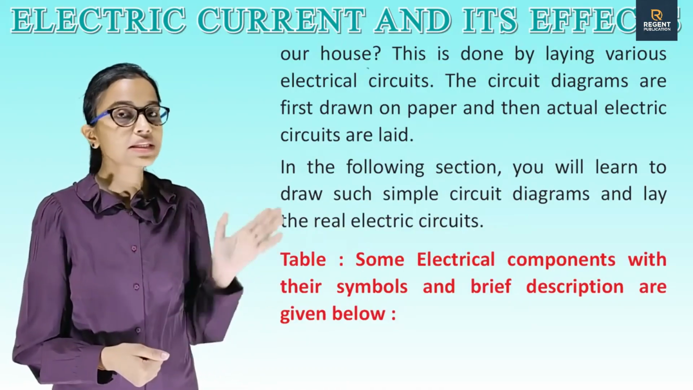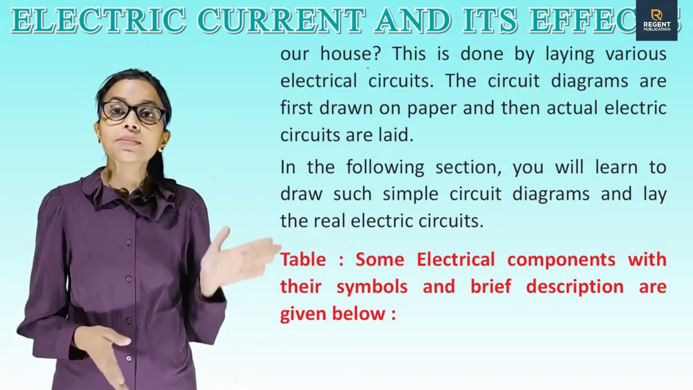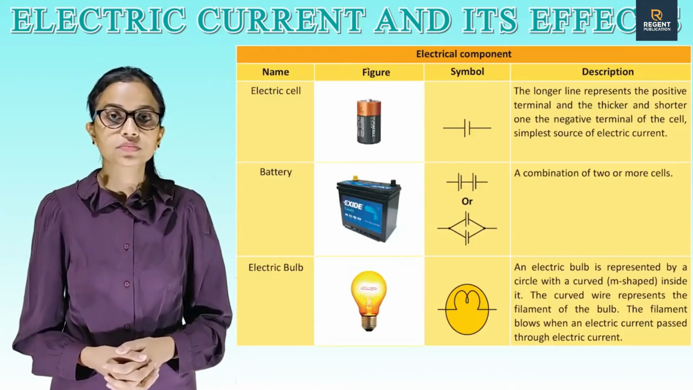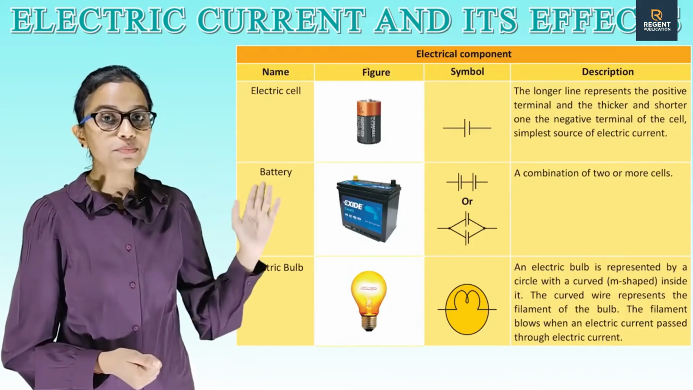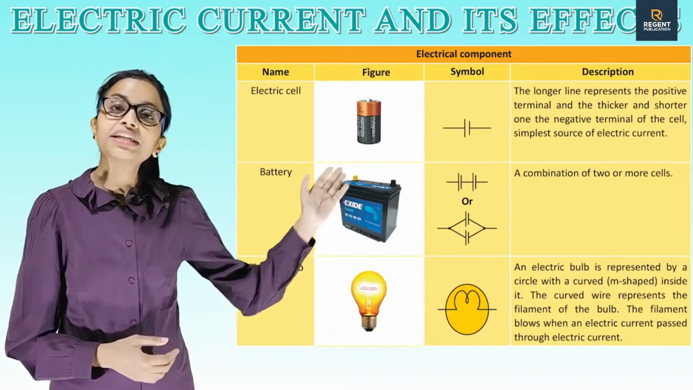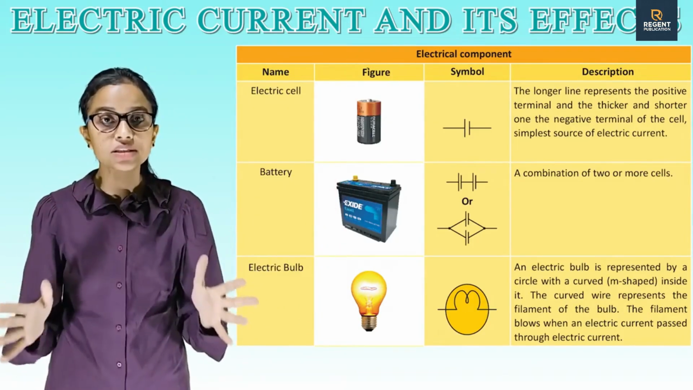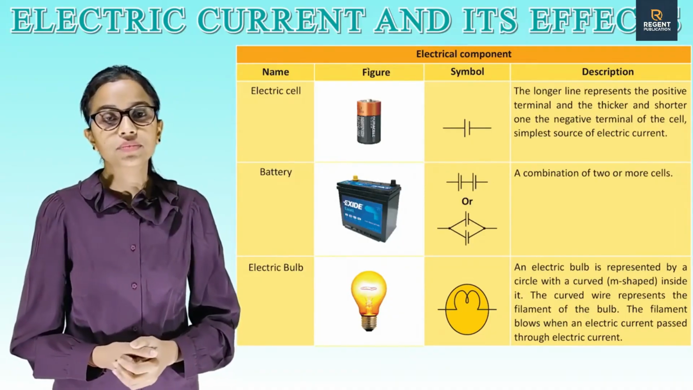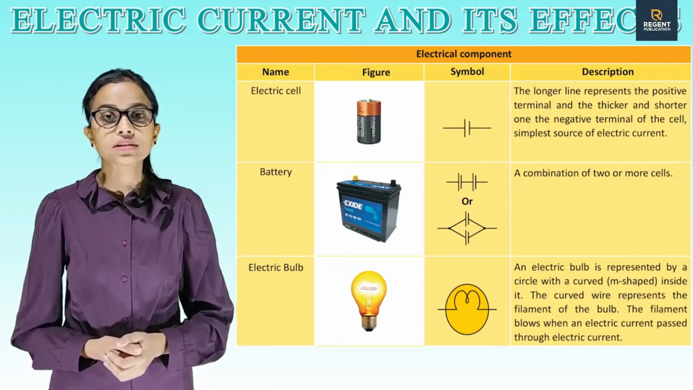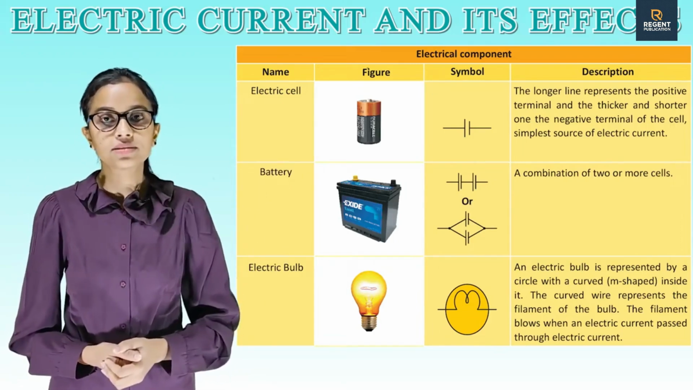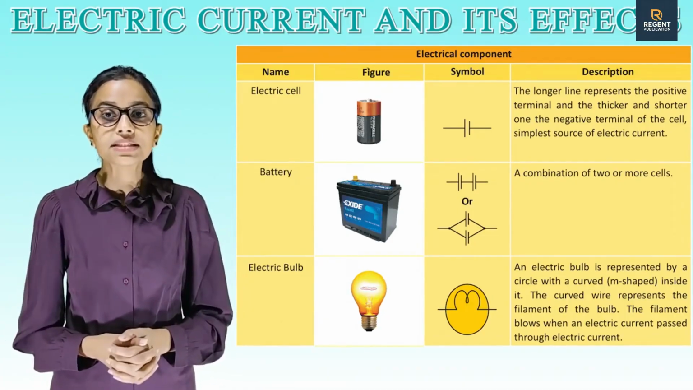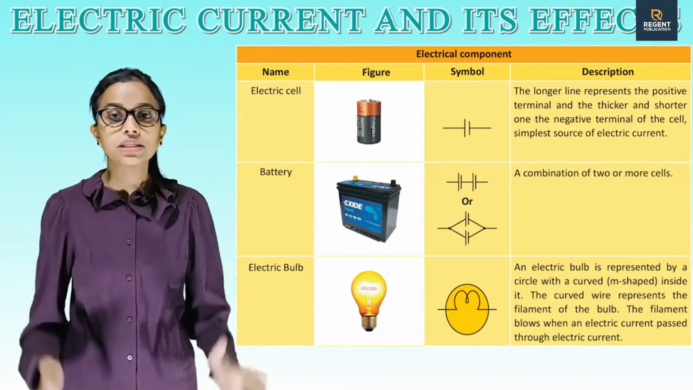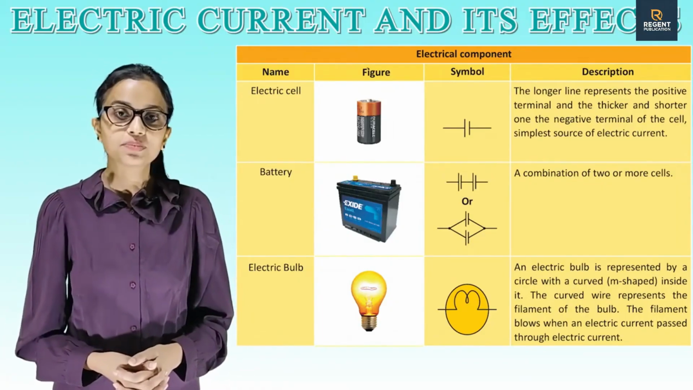Table. Are you able to see this table? This table is showing some electrical components with their symbol and brief description, given below. Electrical component, name, figure, symbol, description. So students, please go through this table and try to understand it, okay? The first one is the electric cell, and this is the picture of the electric cell, and the symbol of the electric cell is like this. Description: the longer line represents the positive terminal and the thicker and shorter one the negative terminal of the cell. Simplest source of electric current.